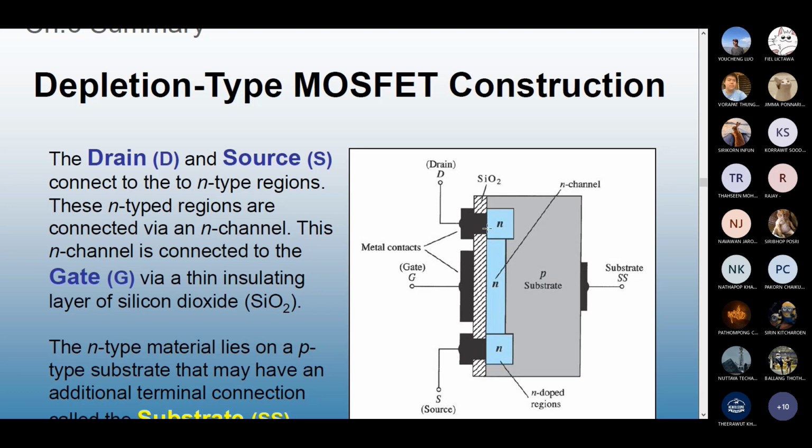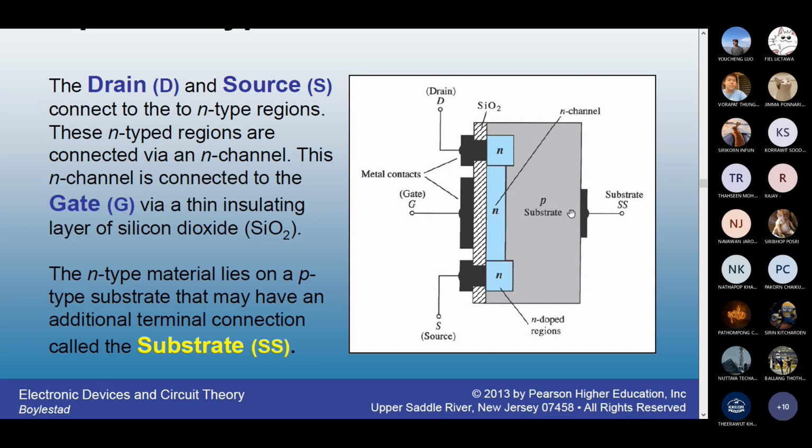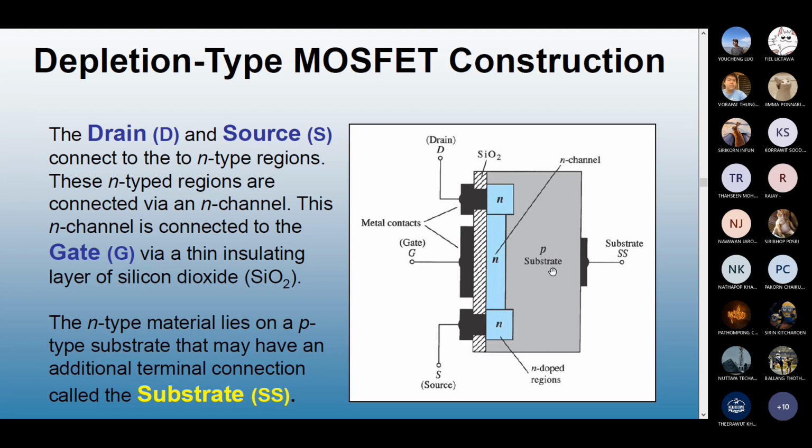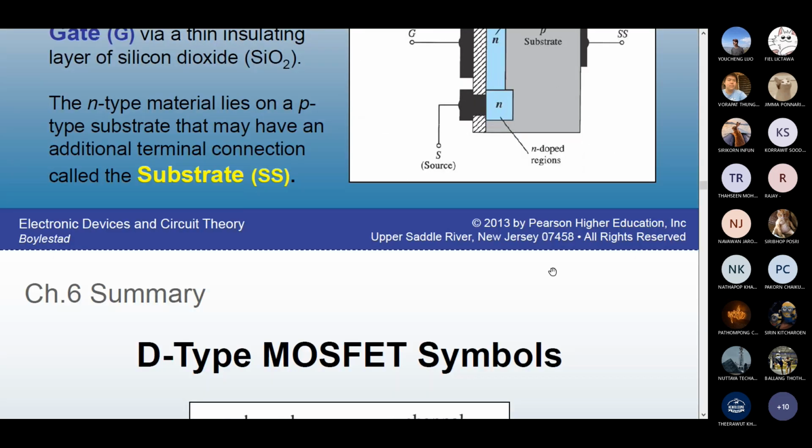So two N-type regions are connected through an N channel, and the N channel is connected to the gate. The top N is connected to drain, the bottom one is connected to source, the channel is connected to gate. But in between the metallic contact and the channel, there is the very thin layer of silicon dioxide. The whole N-type material along with the channel lie on the P-type substrate. So the basic construction is coming from the P-type. This is the depletion type. Next is the enhancement type.